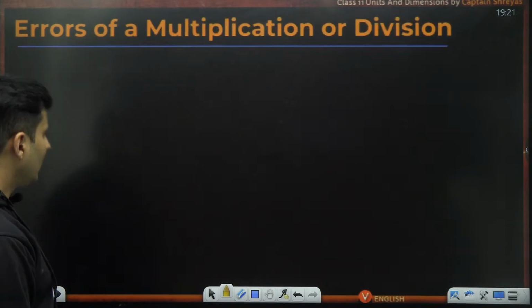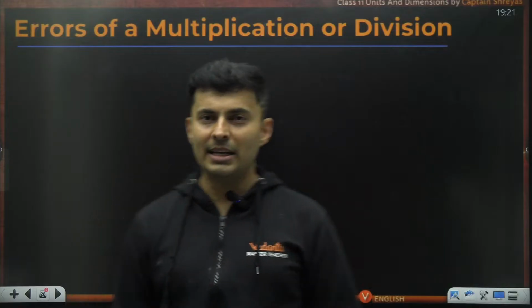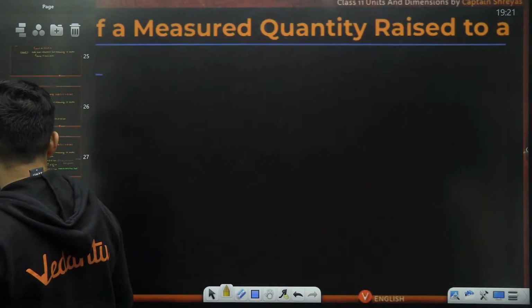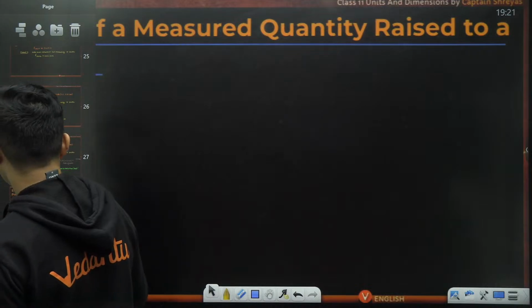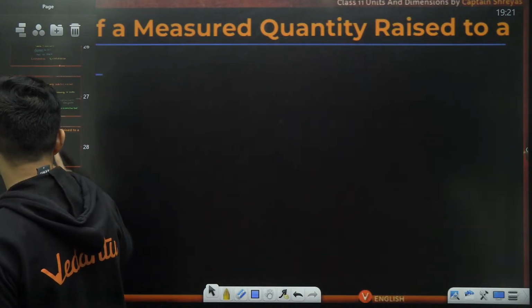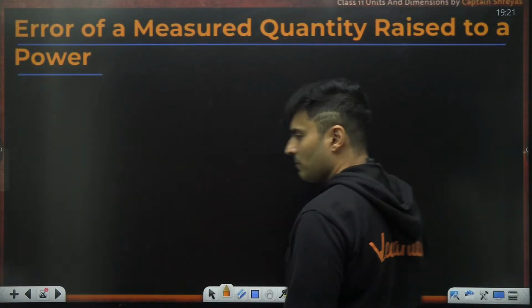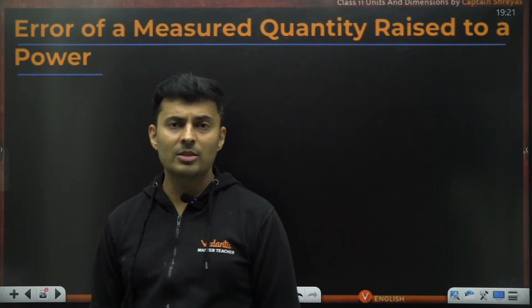Okay. Now let's go to the final part where you have to multiply or divide, or even take the powers of a quantity, where things are being raised to something. See, examples of this. Kinetic energy is half mv square.